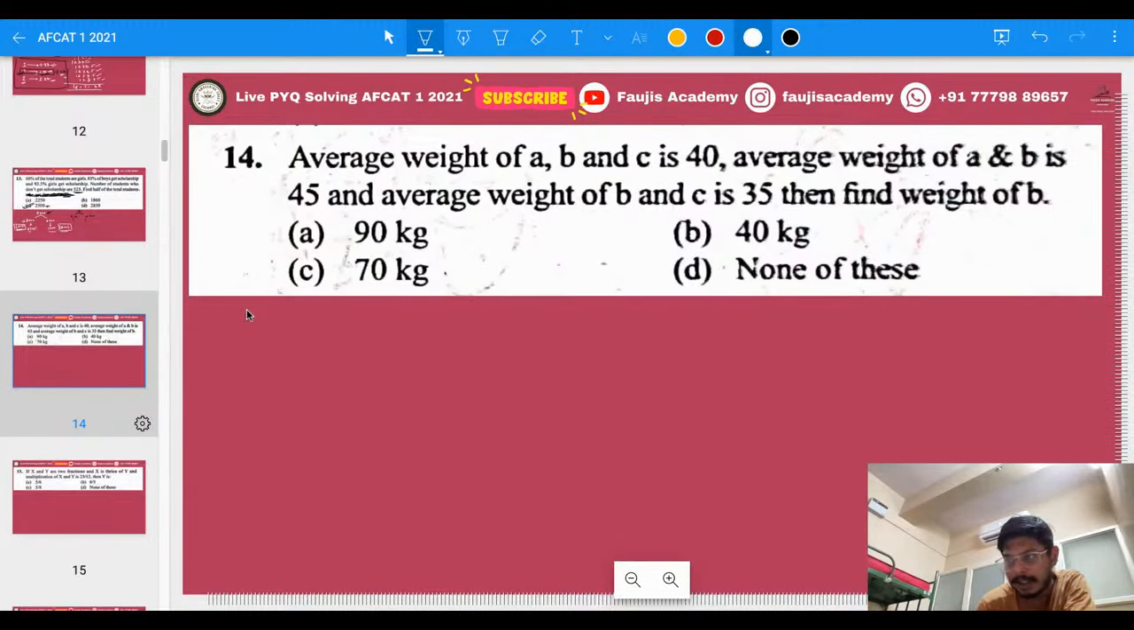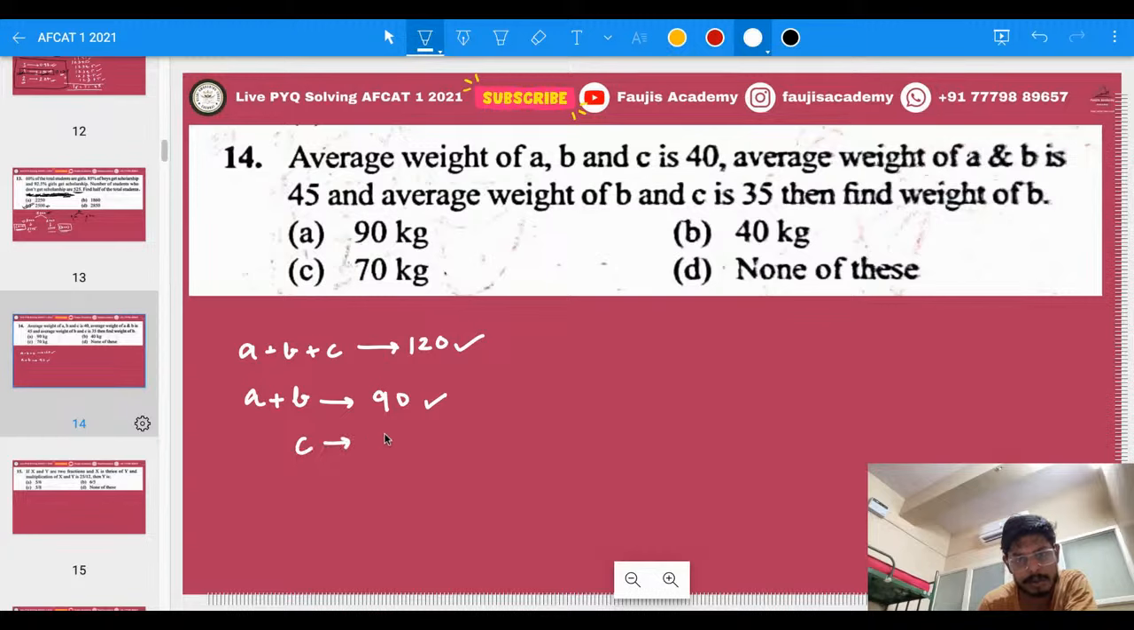Average weight of A, B, and C. If the average weight of A, B, and C is given as 40, that means A plus B plus C is how much? 40 into 3, that means 120. Average weight of A and B is 45, that means A plus B is how much? 90, right? We know A plus B plus C is this much, A plus B is this much.